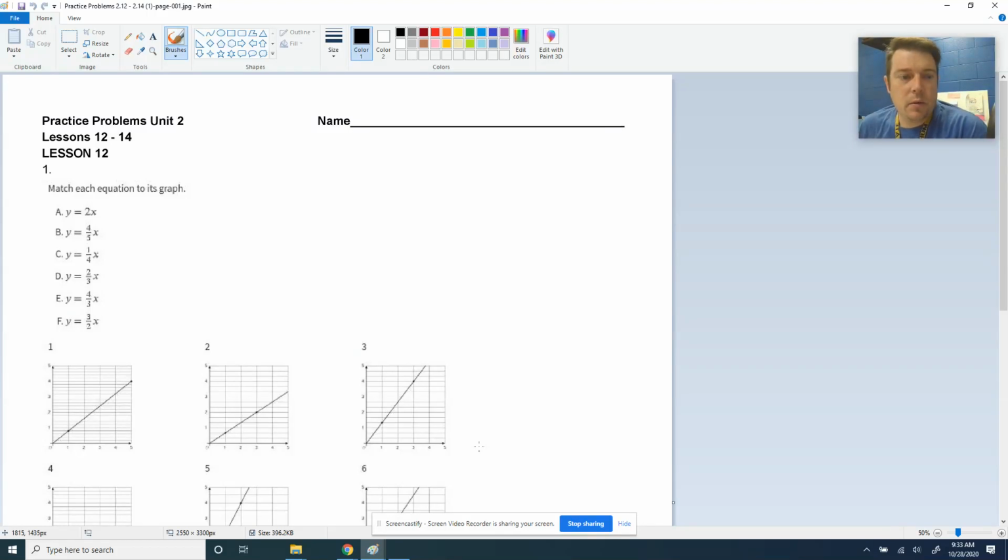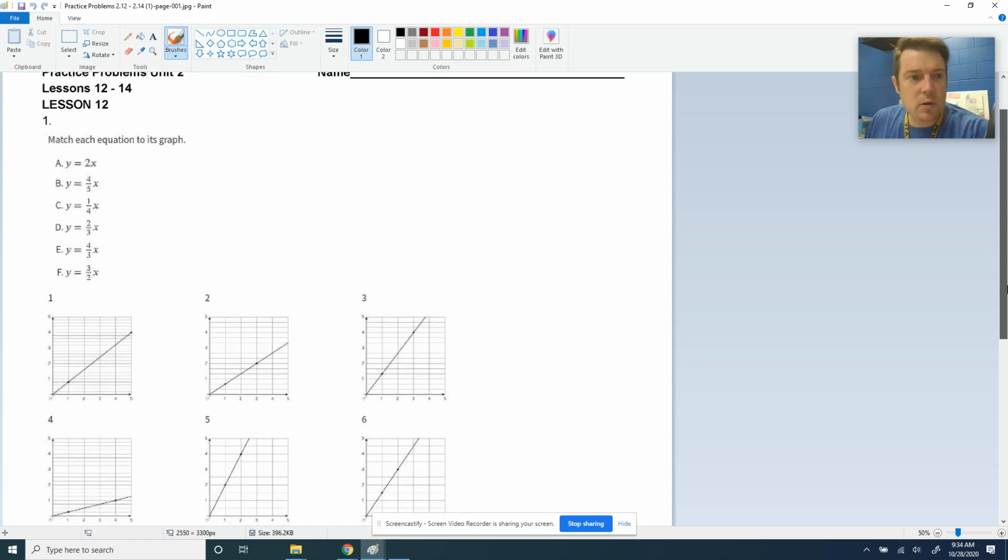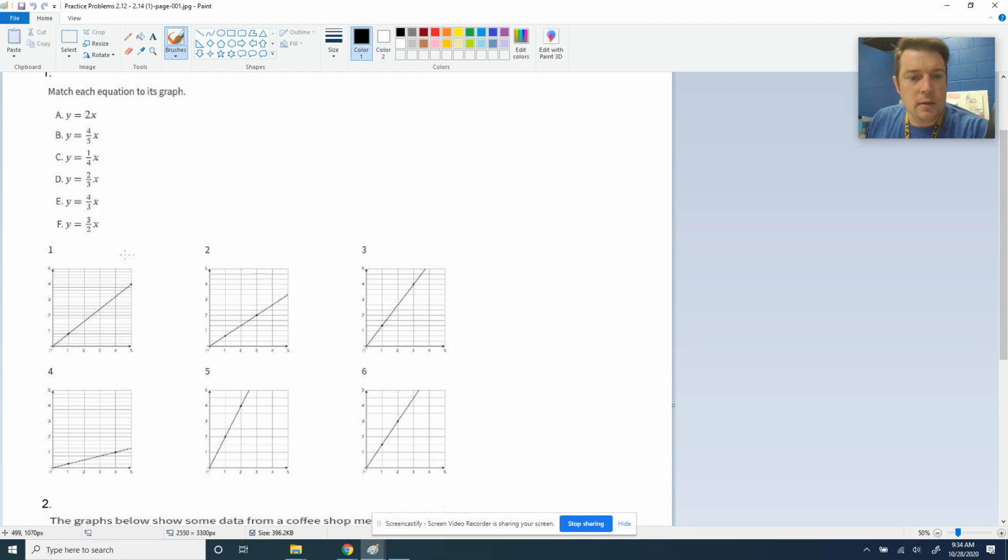Mr. Catlin here with your homework help for the week, looking at lesson number 12 and getting right down to it. So, you have this list of equations and this list of graphs along with it. And your job here was to match them to their appropriate graphs. So, 6 equations, 6 graphs, 6 constants of proportionality. We learned last week and we've been practicing it this week.